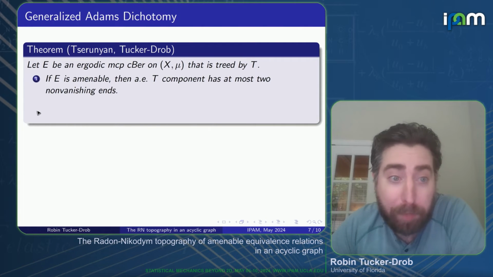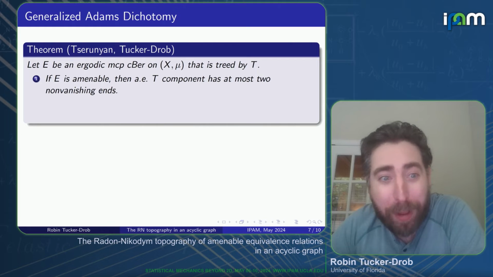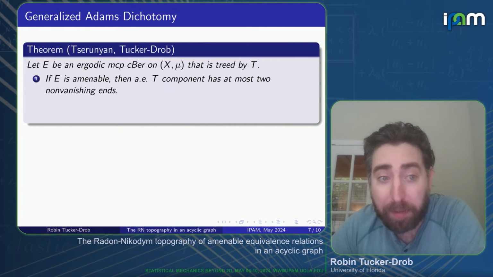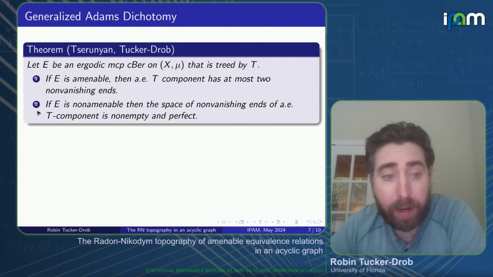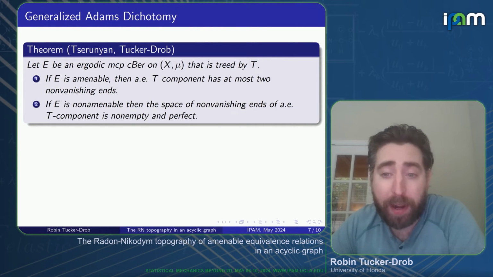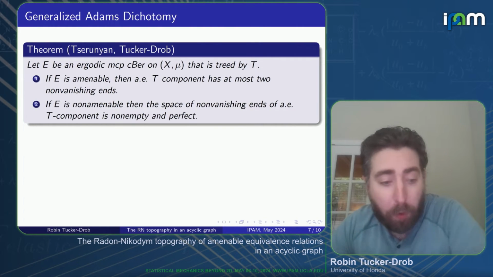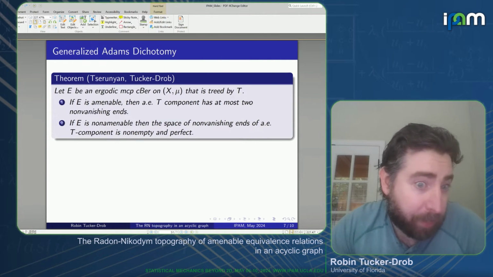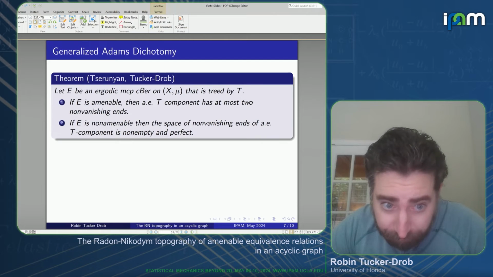So the dichotomy is the same, except with the word non-vanishing appearing. If E is amenable, then almost every component has at most 2 non-vanishing ends. And if E is non-amenable, then the space of non-vanishing ends of almost every T component is non-empty and perfect.